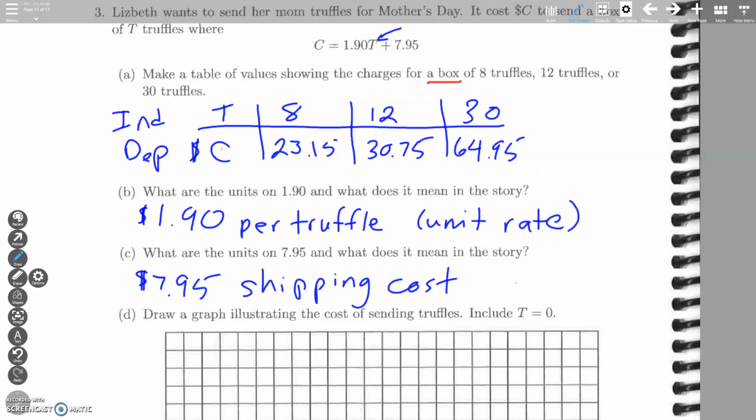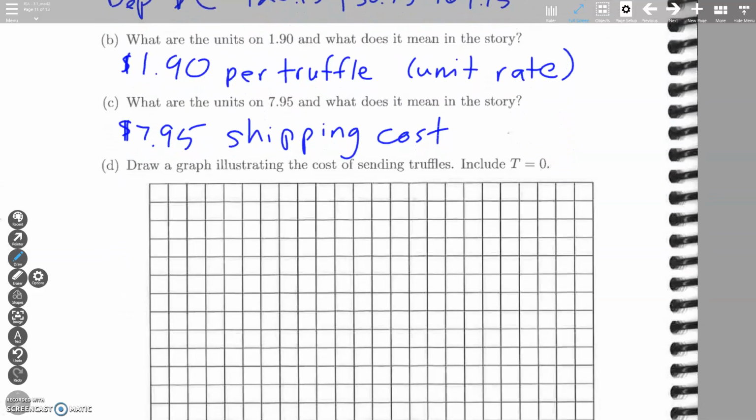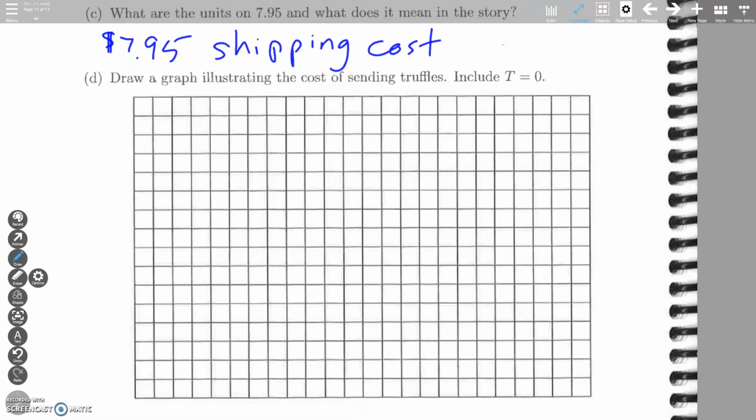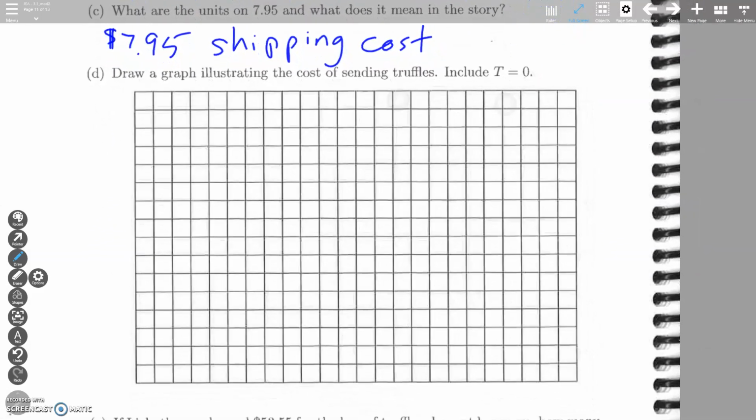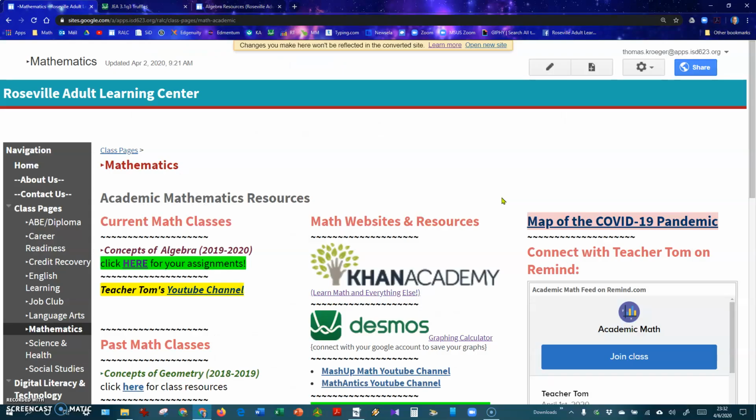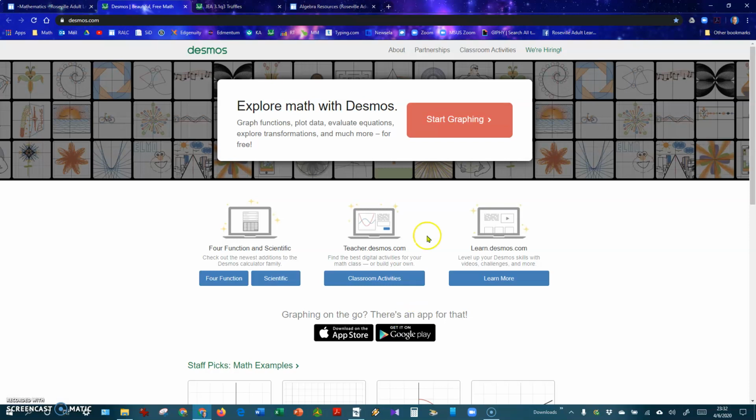All right, now here comes the fun part. Make a graph illustrating the cost of sending truffles. All right, so we're going to use decimals. We're going to skip over doing this by hand. And so if you remember, getting to decimals, we started our class page, go to the math page, and we can go right to decimals here. Click on decimals, open it up, start graphing.